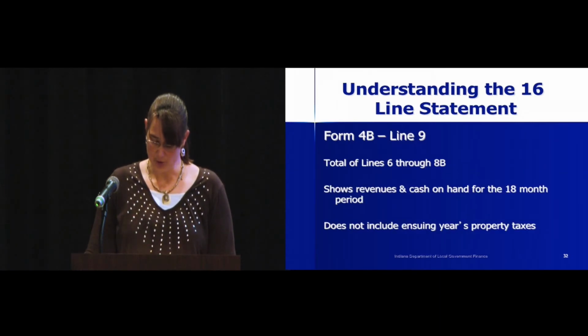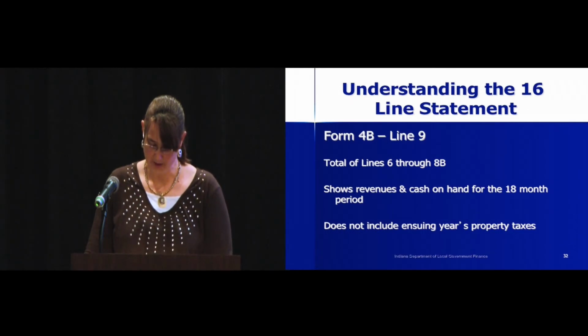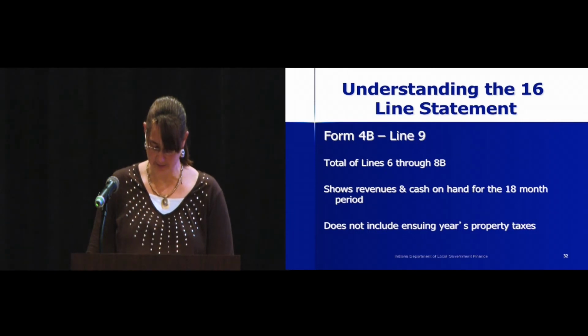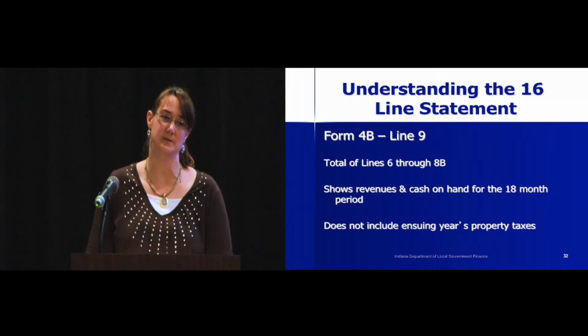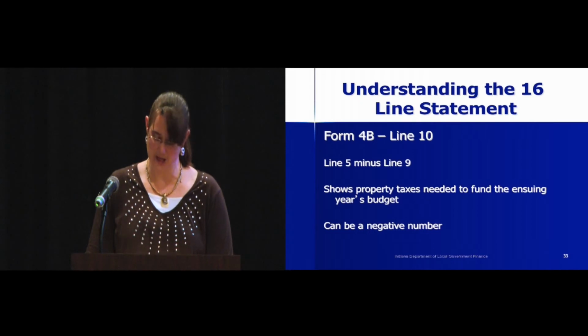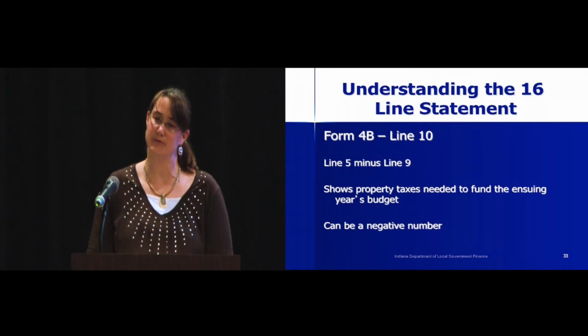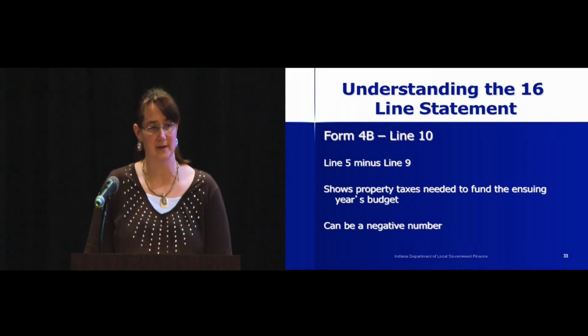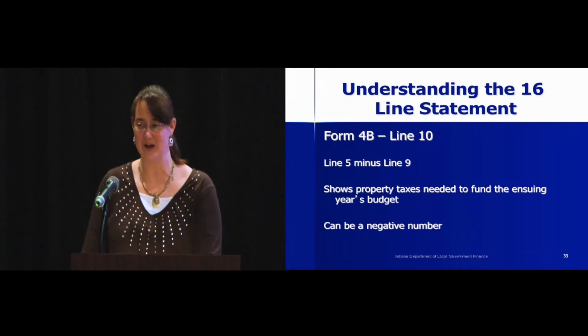Line 9 is just the total of lines 6 through 8B. It represents the revenues and cash on hand for the 18-month period. This does not include property taxes. Line 10 is line 5 minus line 9. It shows the property taxes that you need for the ensuing budget year. This can be a negative. That is a good thing. It means you have a surplus.